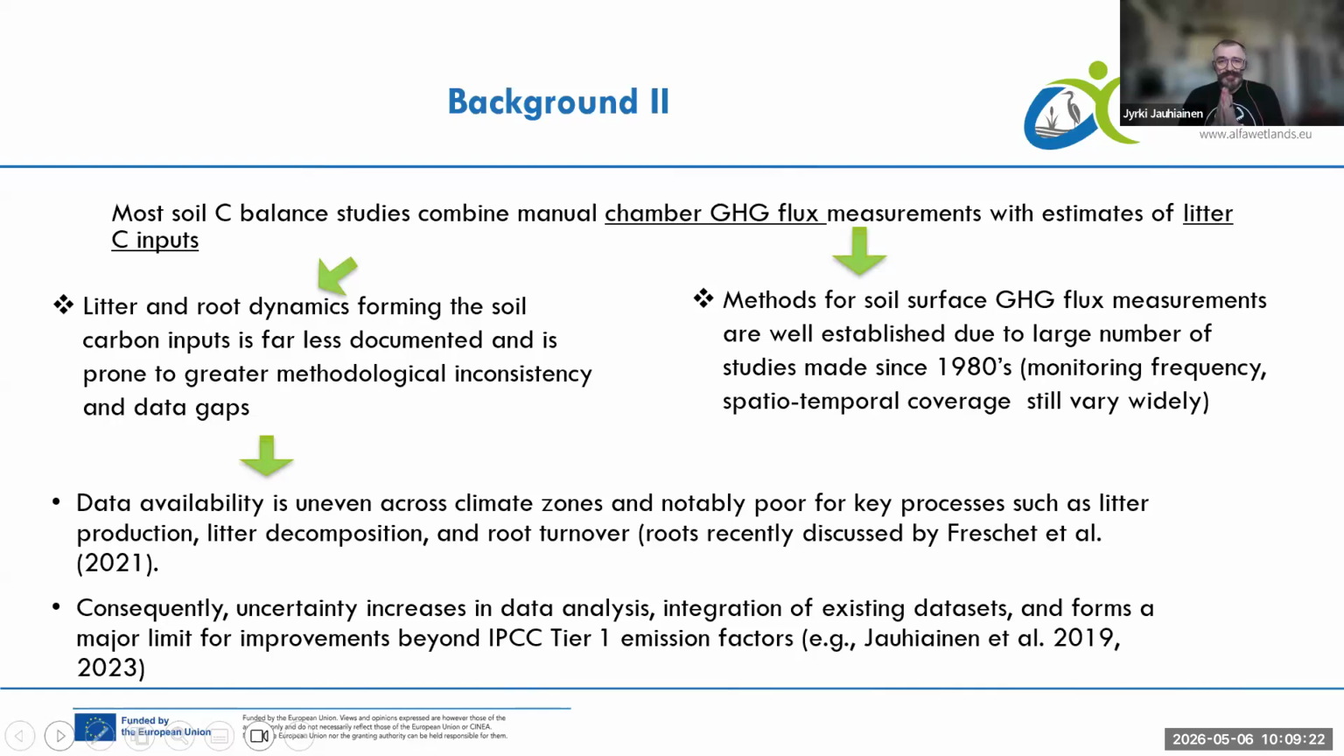So the idea is to improve the data to be used in soil carbon balance studies. And now the major limit is for, like, the IPCC process and so forth. The weak side is on the litter, the mass material inputs and losses in soils, including wetlands. Next, please.